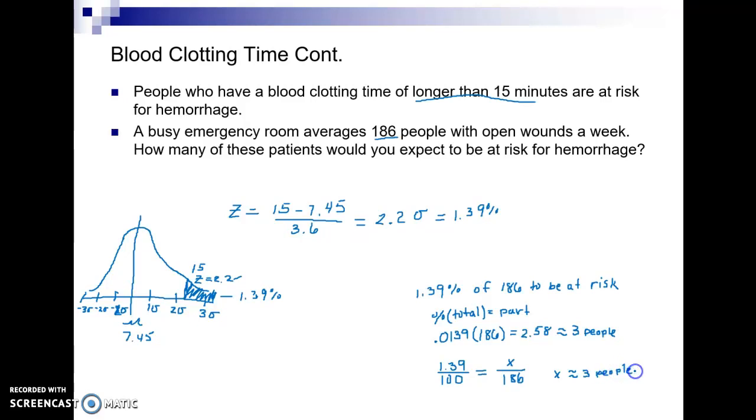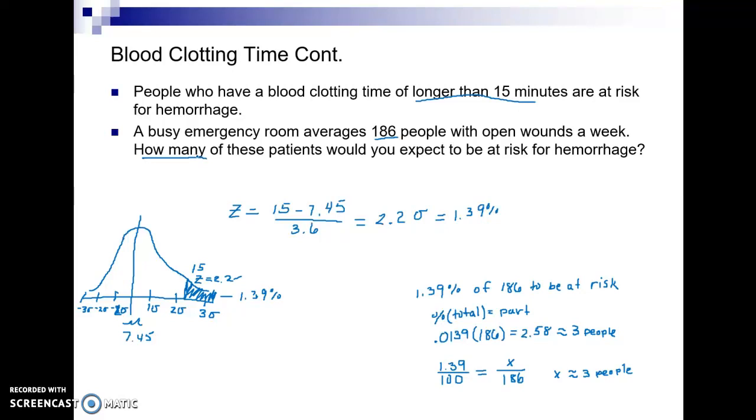So one of the big questions is, how do I know when I have to figure out this extra step versus when the percent is the answer? And the key to knowing that is to look at the language. So when I look back here at the problem, instead of asking me what percent are at risk for hemorrhage, they actually ask me how many of these patients. So they're asking me for a number, in this case a number of people.